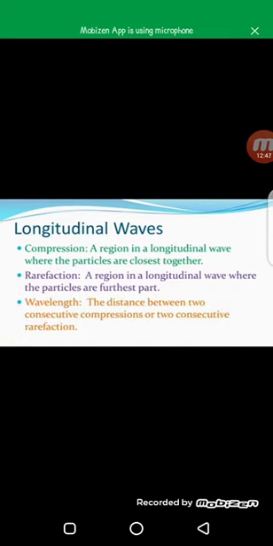Compression is a region in a longitudinal wave where the particles are closest together, while rarefaction is a region in a longitudinal wave where the particles are furthest apart. They are kind of far from each other. The wavelength here is the distance between two consecutive compressions or two consecutive rarefactions.